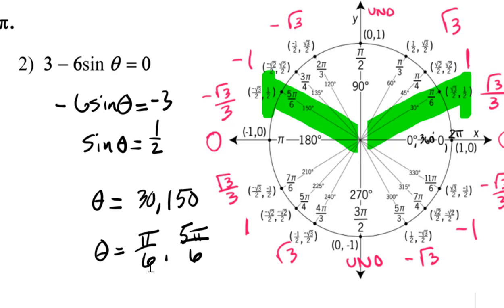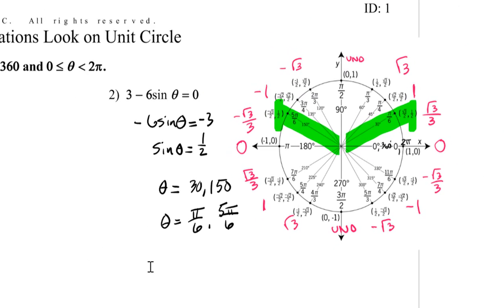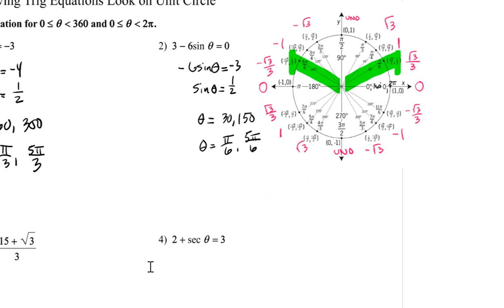All right, so that's it. That's how you solve trig equations, just by isolating the variable and looking on the unit circle. It doesn't get much simpler than that.